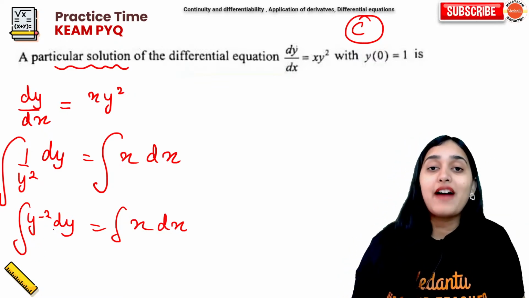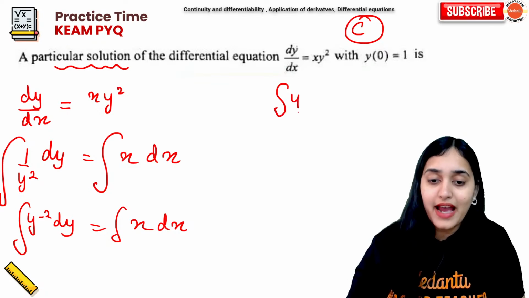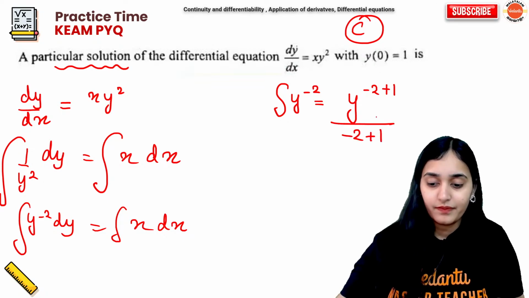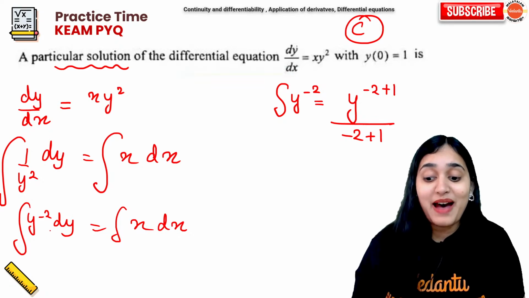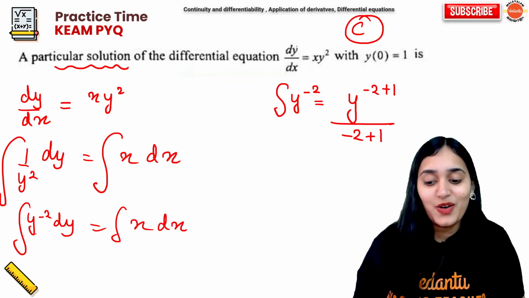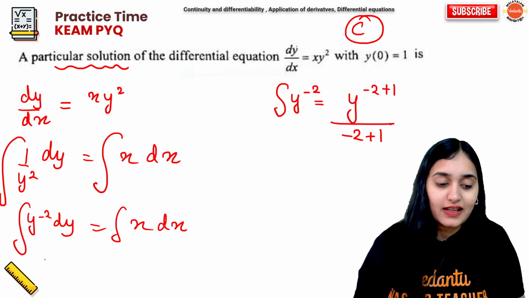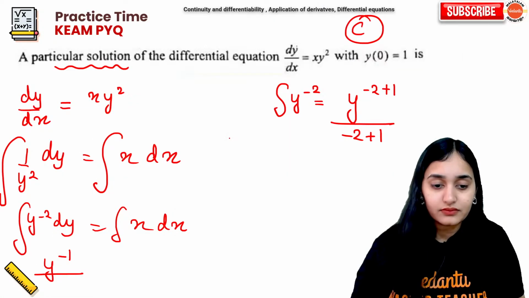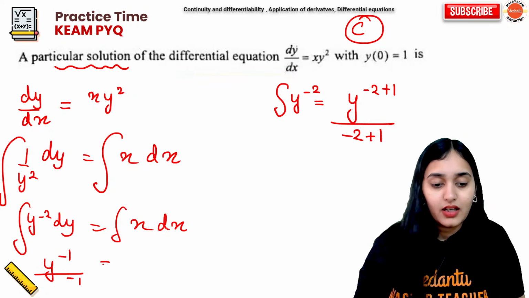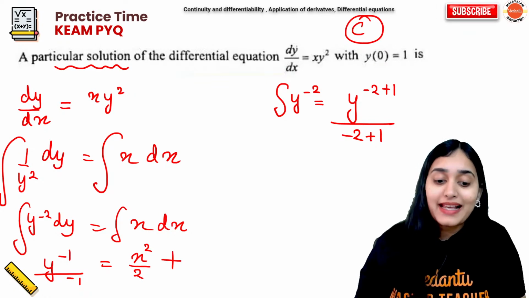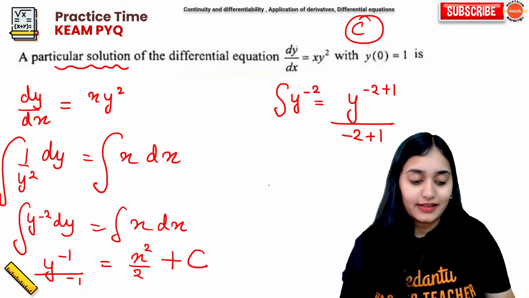So integration of y to the power minus 2 is y to the power minus 2 plus 1 divided by minus 2 plus 1. Okay. So what is y to the power minus 2 integration? Anaha, don't worry. Just solve along with me. Integration of this is y to the power minus 1 upon minus 1, which is equal to the x integration, x square by 2 plus c, a constant.